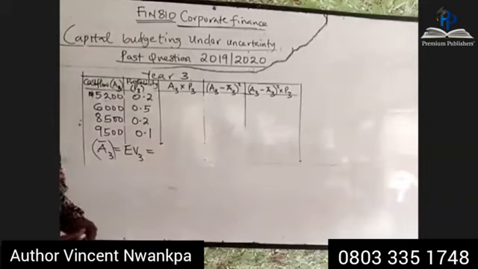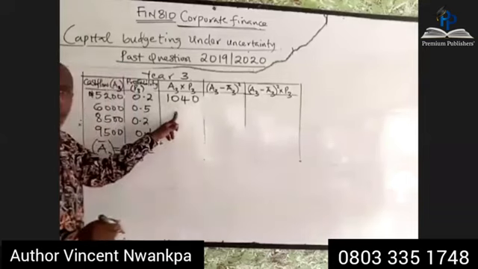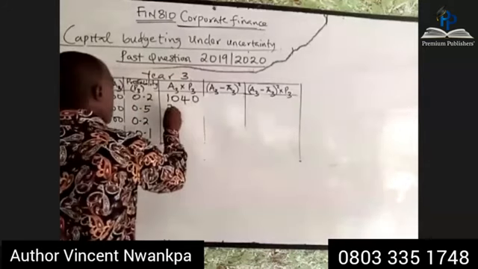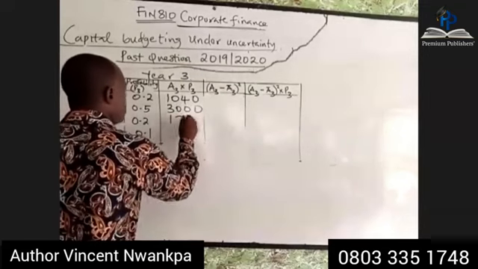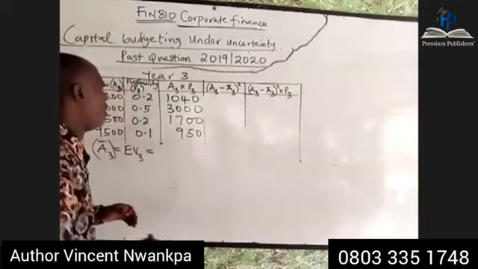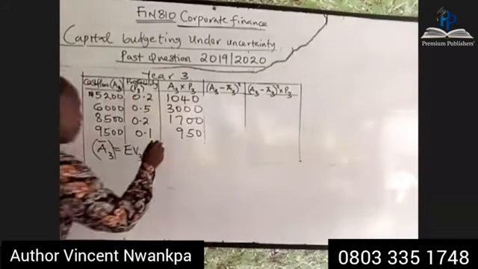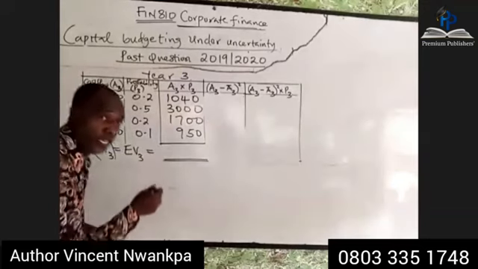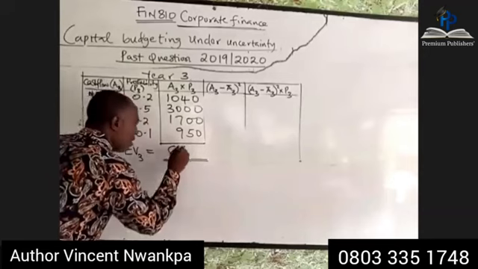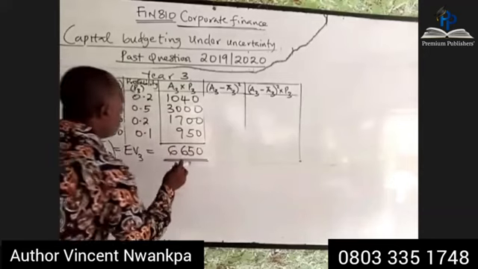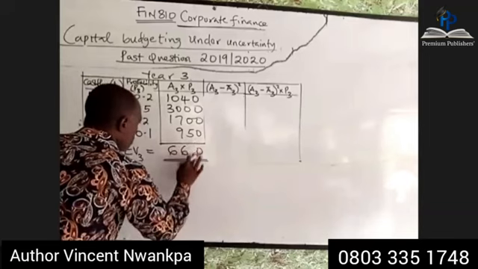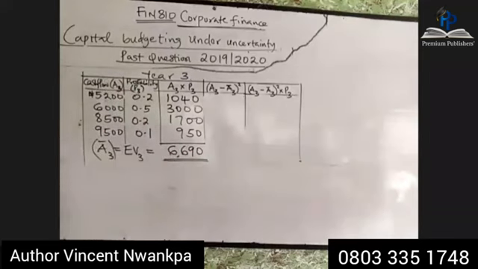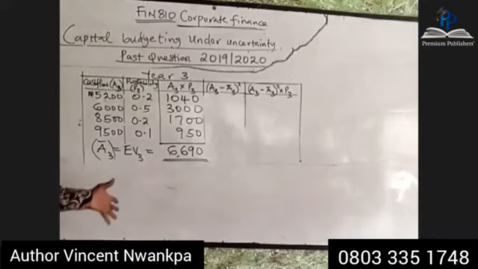So we can multiply 5,200 times 0.2, that is 1,040. Then 3,000, then 950. That's good. You are doing well. We'll now add everything together. The total is 6,690. Good. Now we have gotten the expected value for year 3.